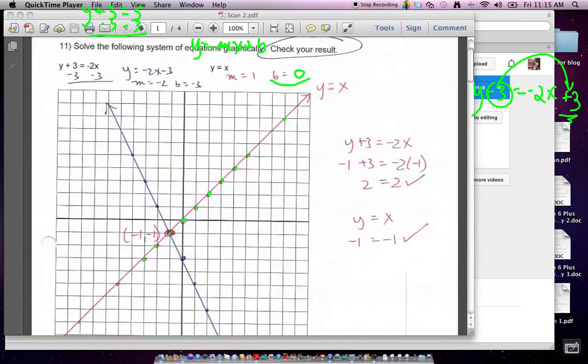Now, the slope is always in front of x, so it's negative 2. The y-intercept is not positive 3. What's the y-intercept? So I begin here, down 2 over 1.